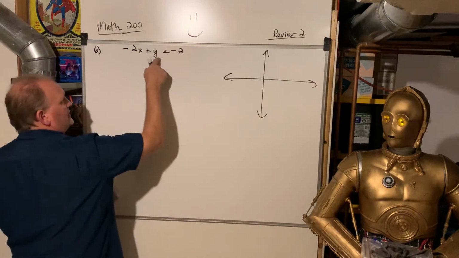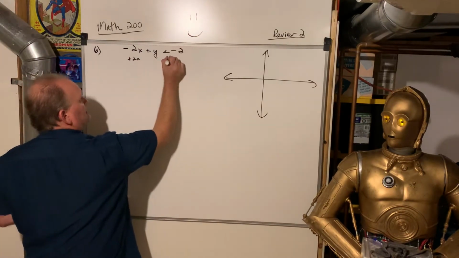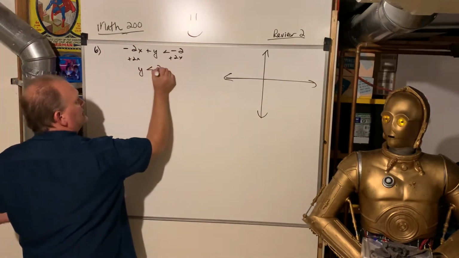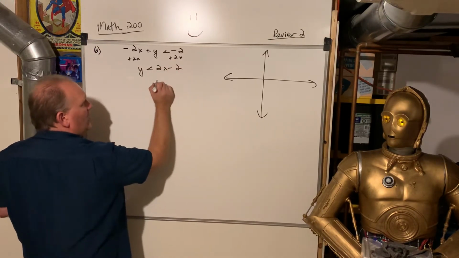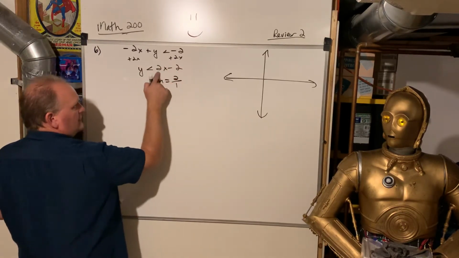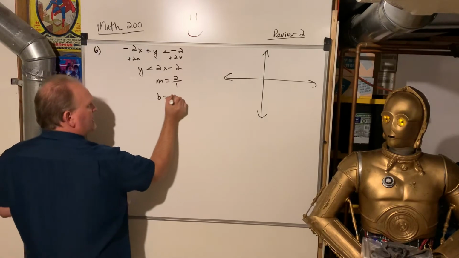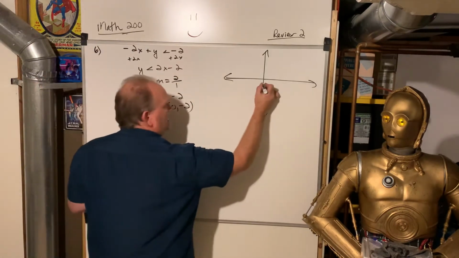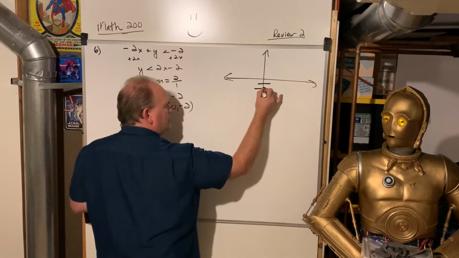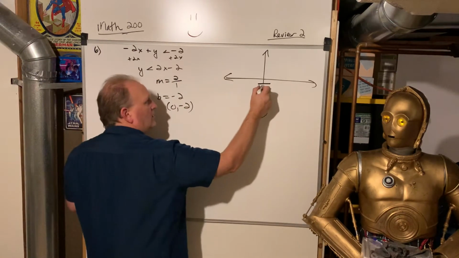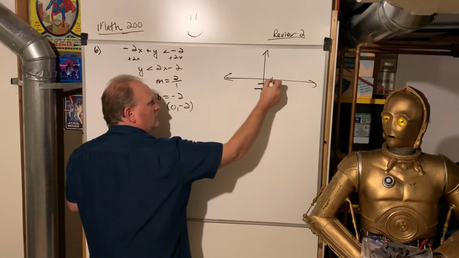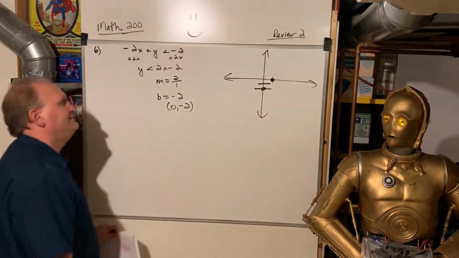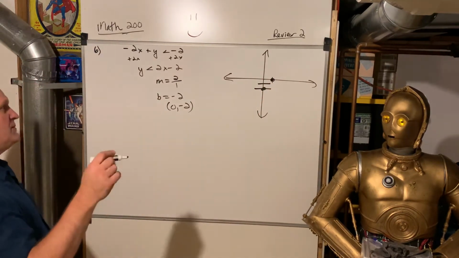So first isolate the y, so plus 2x. So y is less than 2x minus 2. Now pull the slope out, it's 2 over 1. Pull this intercept out, that's -2. So (0, -2) is the y-intercept. So that's my starting point. I put a dot there. From there I go up 2 and over 1. Put another dot. And again, if you want, you can go up 2 and over 1, up 2 and over 1.